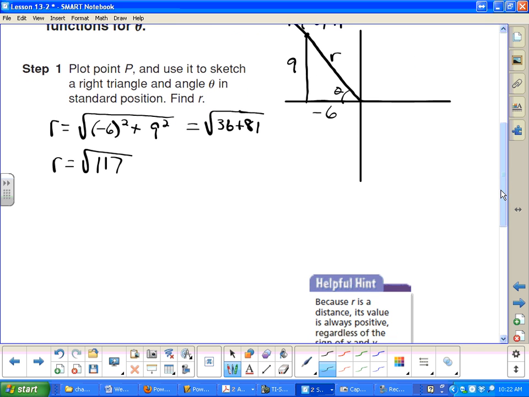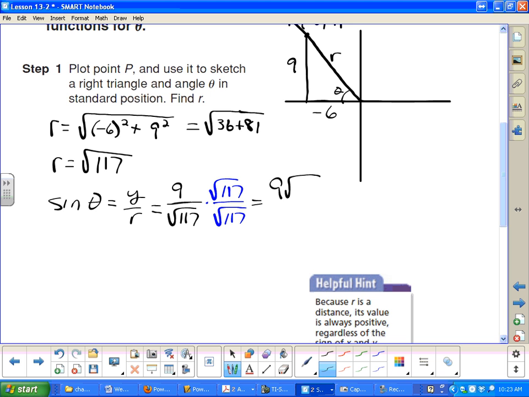We know that sine is equal to y over r. So that would be 9 over the square root of 117. Now, you should also remember that we cannot leave a radical in the denominator, so that means I need to multiply by square root of 117 over square root of 117. So this is going to be equal to 9 square roots of 117 over 117.